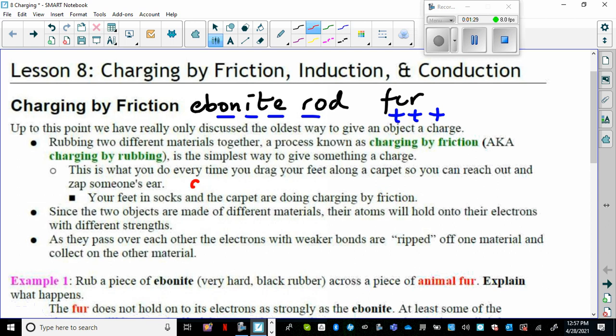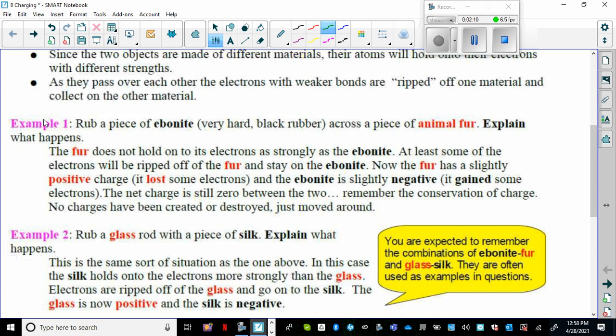The other one that we commonly use is a glass rod, and we rub a glass rod on silk. And in that case, the opposite will happen. The silk will become negatively charged. In other words, the silk gains the electrons, and they're transferred from the glass rod, which will become positively charged. So if you rub ebonite on fur and a glass rod on silk, then the glass rod and the ebonite will be attracted to one another, and the silk and the fur will be attracted to one another. The ebonite rod and the silk will repel, and the glass rod and the fur will repel, which is what they go over right here in example 1 and 2.